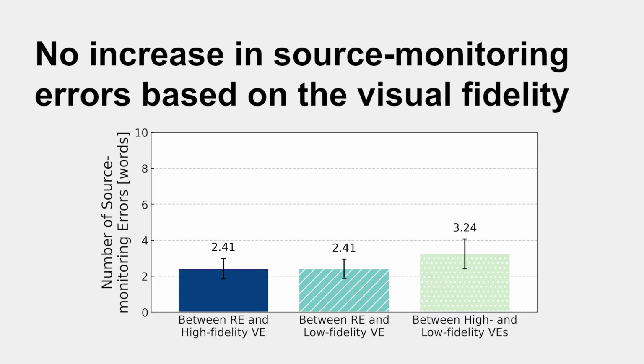Finally, we found no increase in source monitoring errors based on the visual fidelity of the virtual environments. However, we observed that a quarter of the learned words were misidentified as learned in the wrong environment across all conditions, which was larger than in the previous studies. Thus, we believe that further research is required to clarify the mechanism of the source monitoring errors.